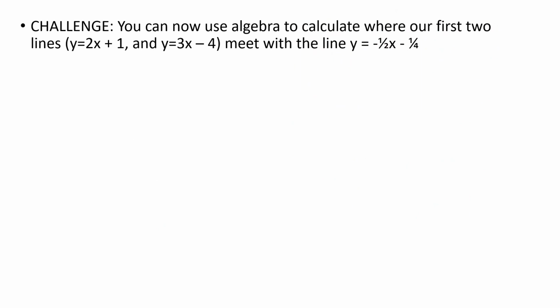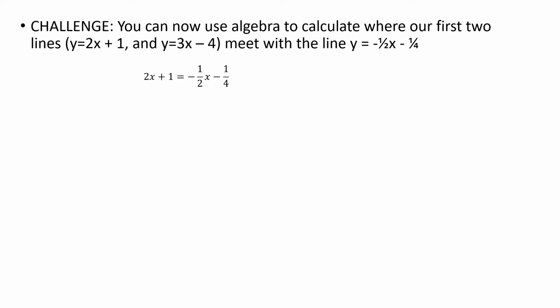So let's finish off with a challenge question or two. You can now use algebra to calculate where our first two simple lines will meet with our more complex line y equals minus a half x minus a quarter. So if you're not sure how to do that, go back and watch the video again before you give it a try. I'm going to go through the first one of these questions now so you can see if you have the process right. But please do try and work it out for yourself first.